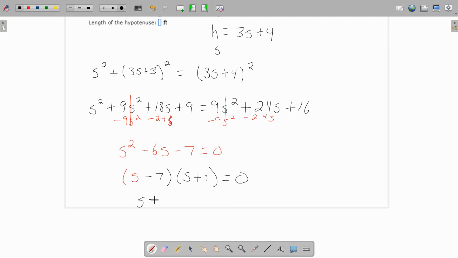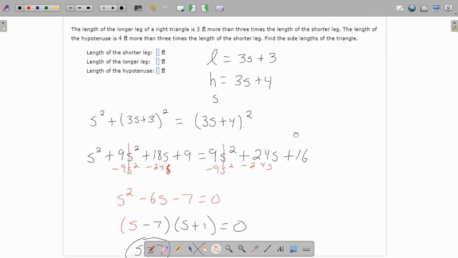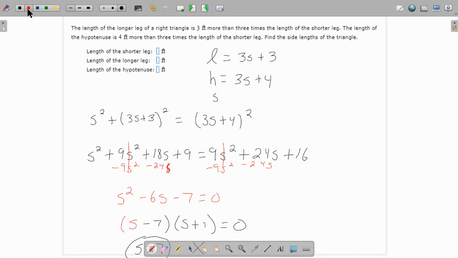Now here we get s equals, if we set this equal to 0 and add 7, we get s equals 7. Here we get negative 1. We don't want that one because the side can't be negative. So we get s equals 7. And then we're going to go back up here. So if s is 7, h is 3 times 7, which is 21, plus 4 is 25. And L, 3 times 7 is 21, plus 3 is 24.